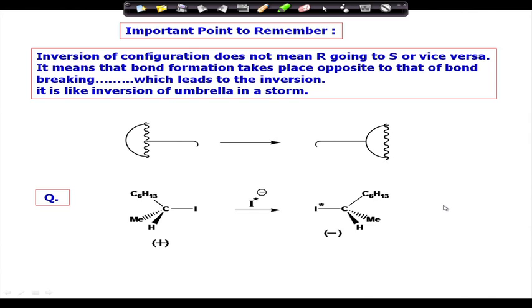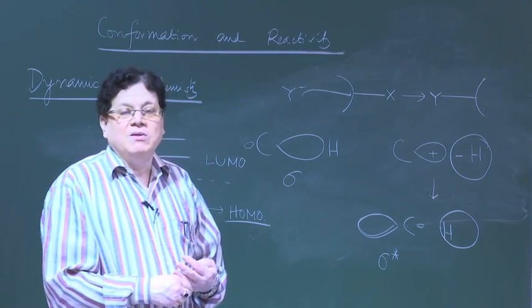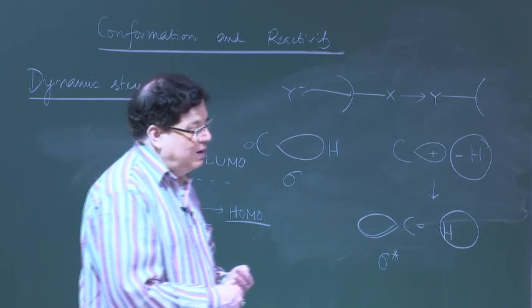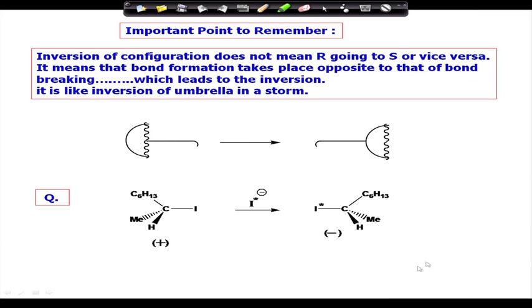Now, how do you know that there is inversion in the SN2 reaction? There is a classic experiment that was done, where a plus form of 2-iodooctane was treated with radioactive iodide. So, what happens with radioactive iodide? The radioactive iodide will approach from the back side. In this case the product is the same as the original, only this is radioactive and this is not radioactive, that is the only difference.